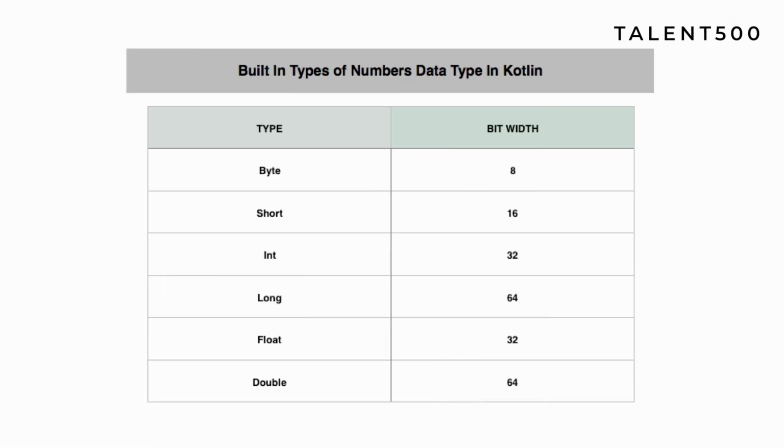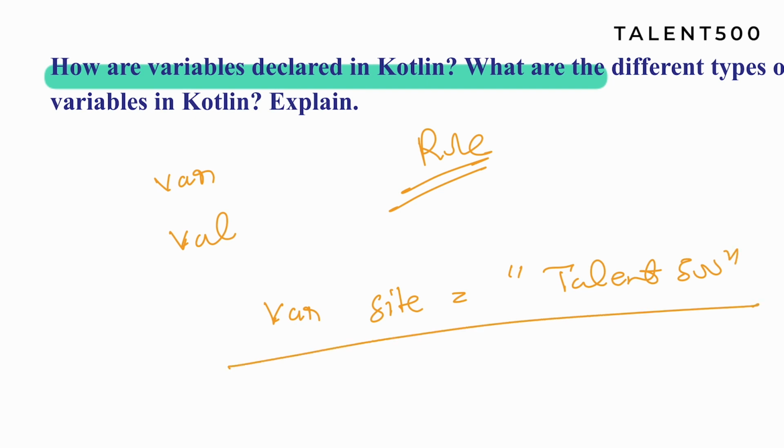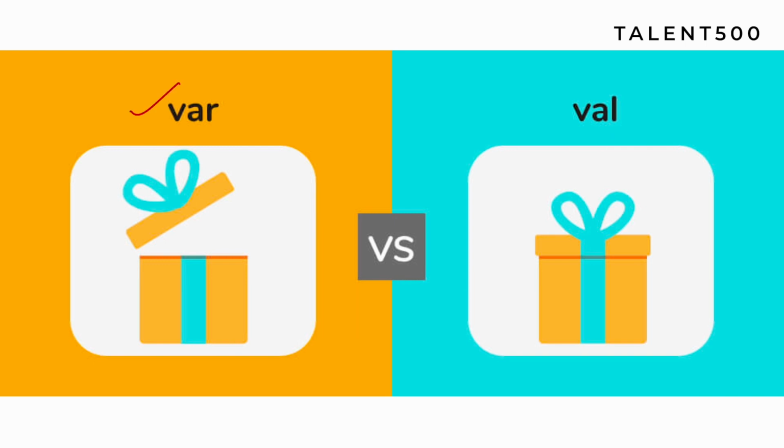Perfect. For example, let's say I am writing here where site is equal to talent500, right? So here it's obviously understood that the site variable is of type string. Perfect. And in the same way, I can show you in the IDE as well how we do these things. Let me tell you the differences about var and val.